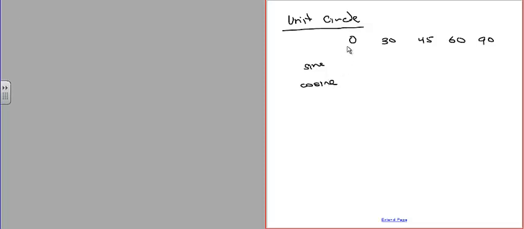Or you can do it in terms of radians, which is 0. 90 degrees is pi over 2, so 45 is half of that, which is pi over 4. If you take a third of pi over 2, you're going to get pi over 6. And twice 30 is 60, so that's going to be 2 pi over 6, which is pi over 3. So these are the degrees, and these are the radians.